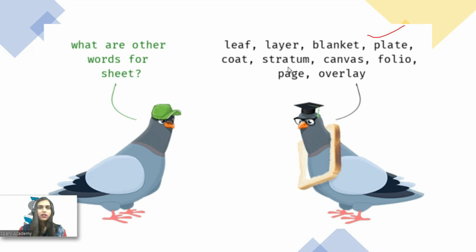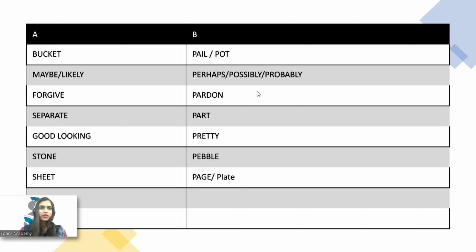Coat, stem, canvas, folio, page, overlay. So page and plate are considered here. So if you write either of the two in the chat box, that is the right answer. Please consider that as right. So here, first bucket, pail, pot, maybe, likely, perhaps, possibly, probably, forgive, pardon, separate, part, good looking, pretty, stone, pebble, sheet, page or plate.